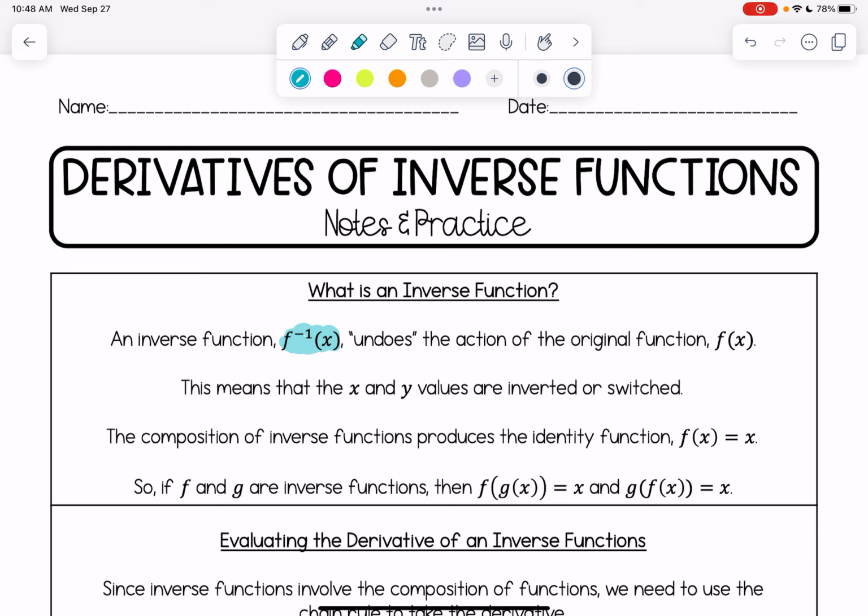When you're undoing the original function, this really means that the x and y values are inverted, hence the name inverse function, or they're switched. The composition of inverse functions produces the identity function, which is just f of x equals x. So composition means when you're substituting or plugging one function into another. So if f and g are inverse functions, then f of g of x is equal to x, and g of f of x is equal to x.